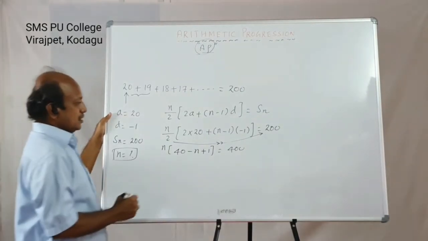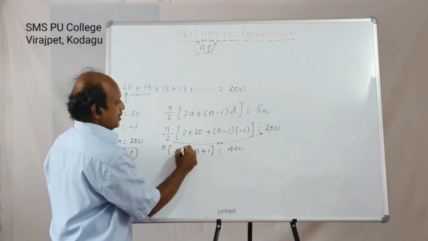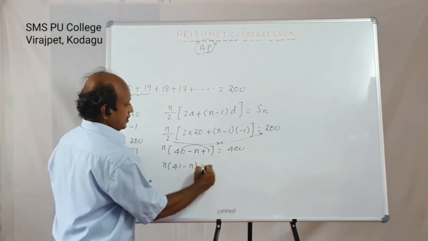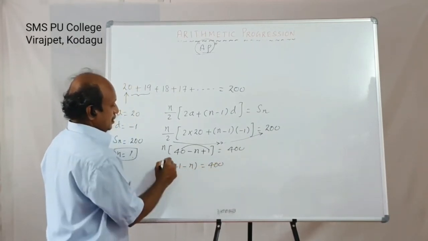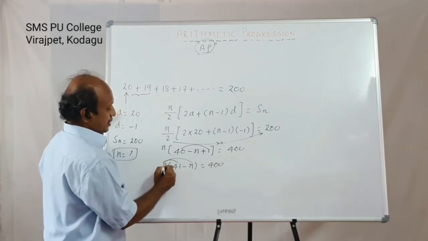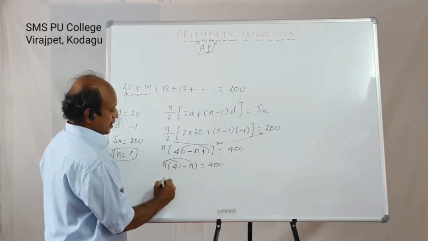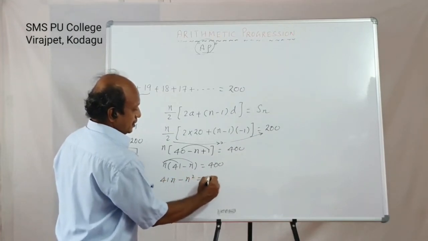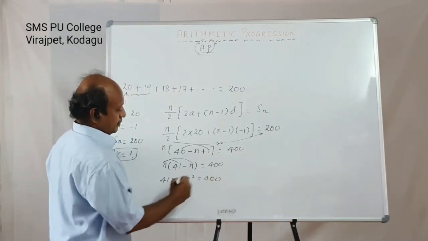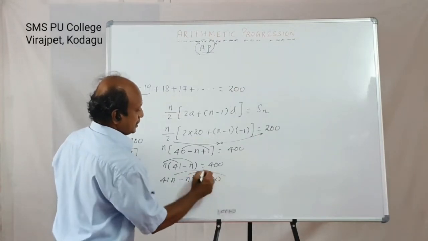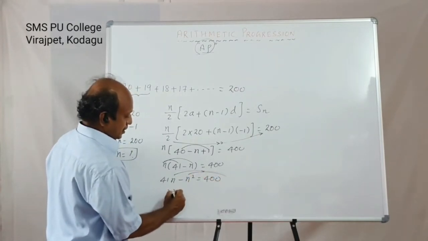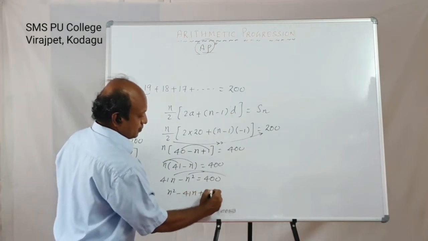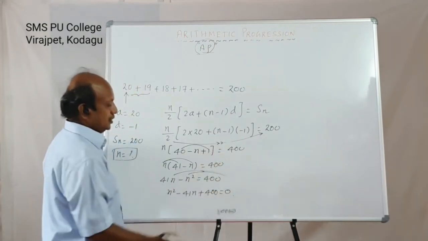Now we can look at this, right? What do we get? 40 plus 1 is 41, minus n, is equal to 400. You have to remove the bracket by multiplying the outside term. 41n minus n square is equal to 400. Let us shift all these terms to the other side. Therefore what will you get? n square minus 41n plus 400 is equal to 0.